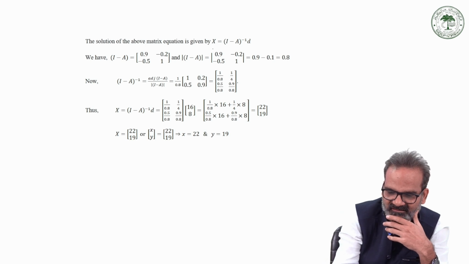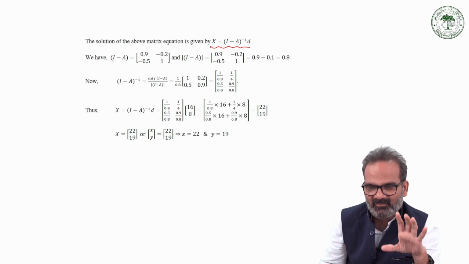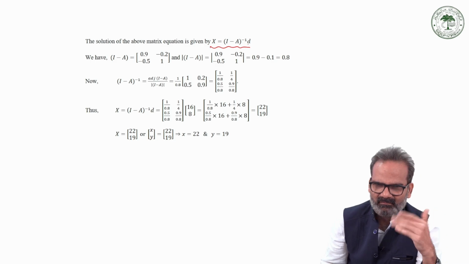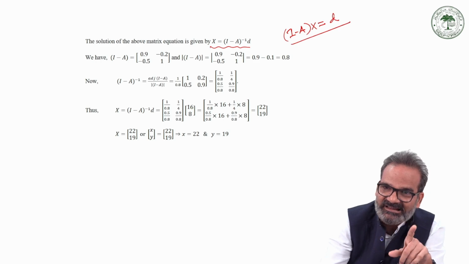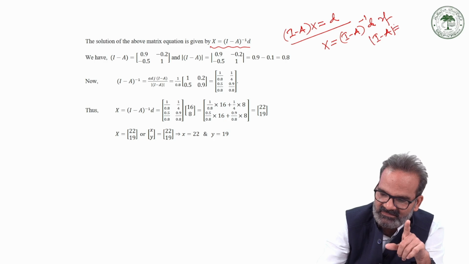Now the solution of this equation is equal to this. We have used here the matrix inversion method, but if you are not comfortable with the matrix inversion method, you are free to use Cramer's rule. I will also explain Cramer's rule in the next few slides. We know that our equation is (I minus A) x is equal to D. This equation will have a unique solution given by x is equal to (I minus A) inverse into D if the determinant of (I minus A) is not equal to 0.